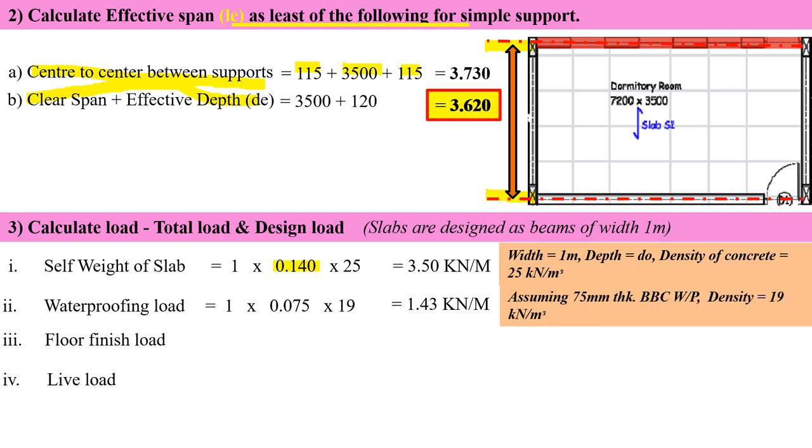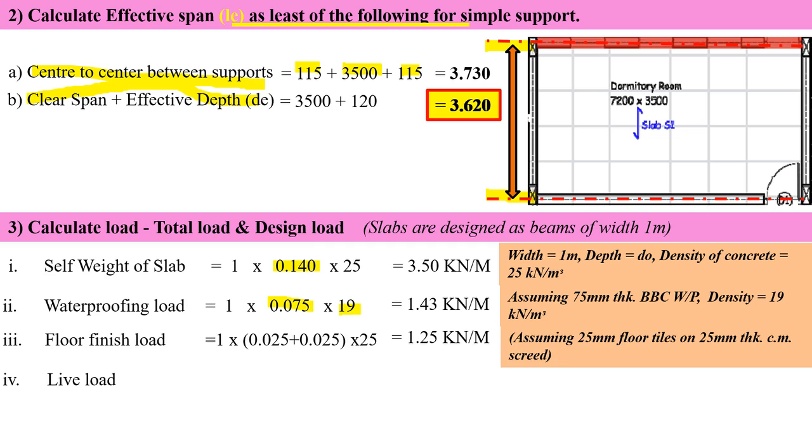Similarly, second one is waterproofing load. I'm going to consider 75 mm thick brick bat waterproofing. So I'm going to consider 0.075 and the density of the brick, that is 19. Similarly, floor finish load. I'm going to consider the floor tile thickness of 25 mm and the mortar screed of 25 mm. So adding both of them, multiply by the density of the concrete, that is 25. And live load, as it is a hostel building, I'm going to consider 1 into 4.